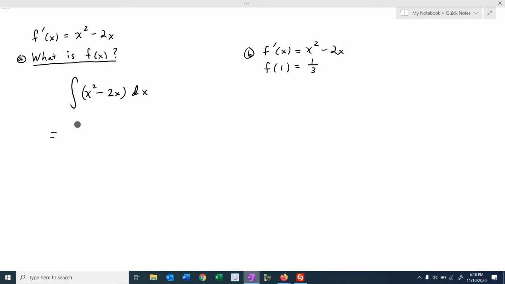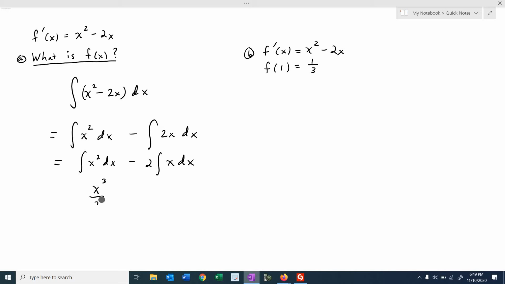Okay, now we can break this up across subtraction. And then we can pull out the constant here, the 2. And then we can use the power rule to find both of these antiderivatives. So the power rule says you add 1 to the exponent, and then you divide by that number. So the antiderivative of x squared is x cubed over 3. Okay, and then the antiderivative of this would be x squared over 2, and then times this constant.